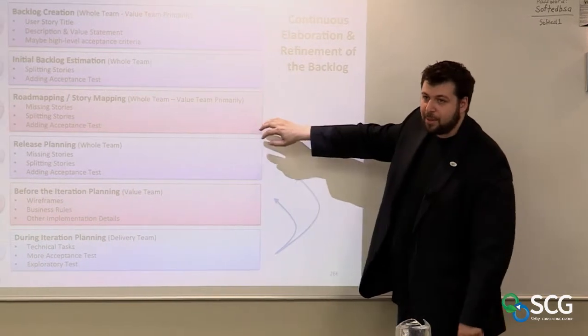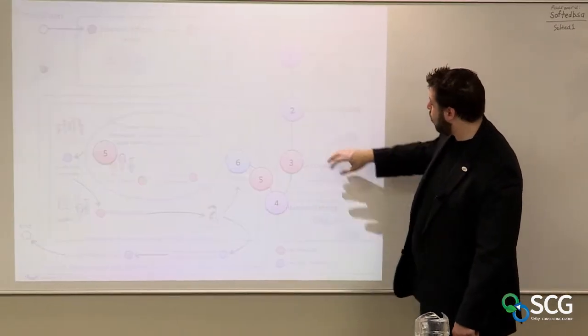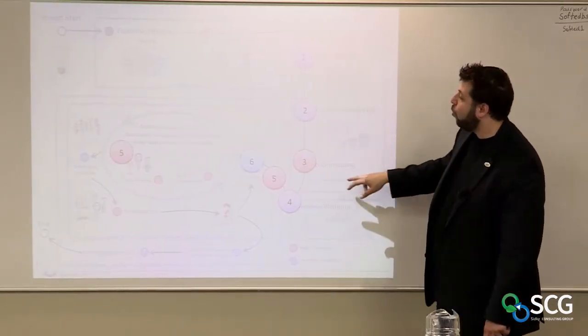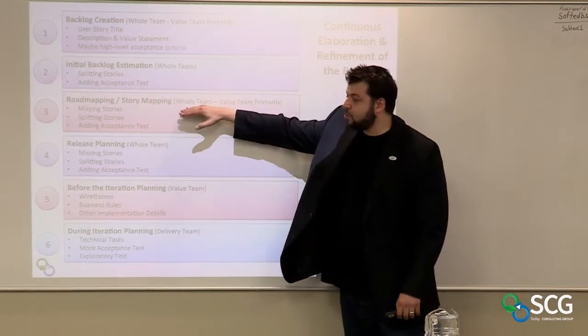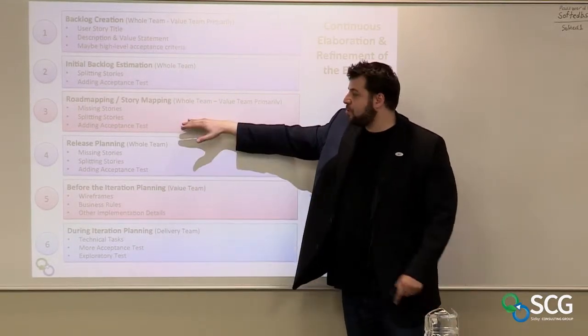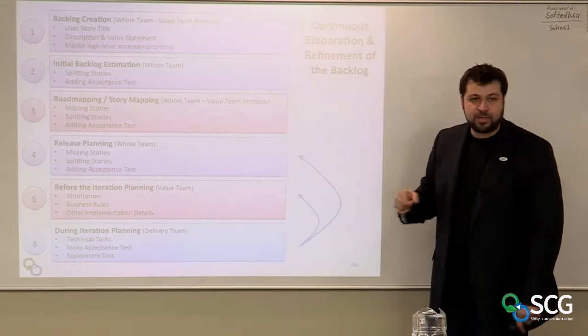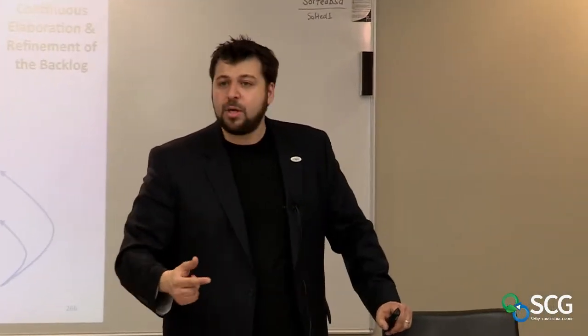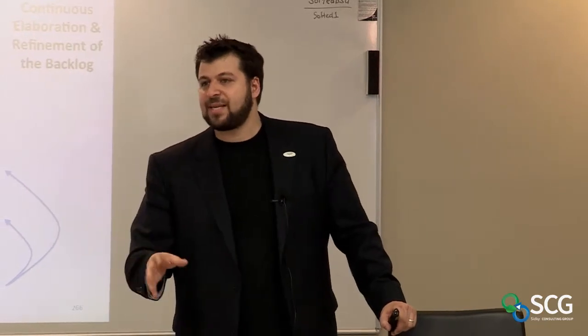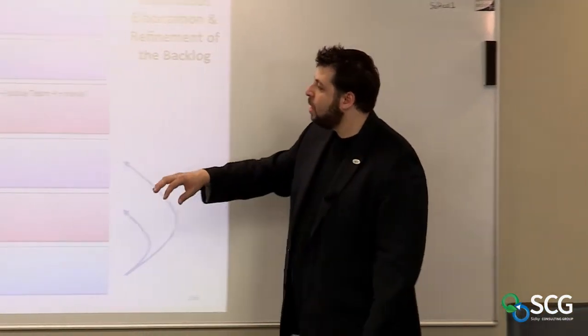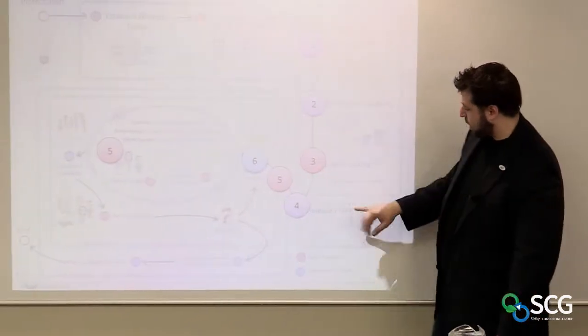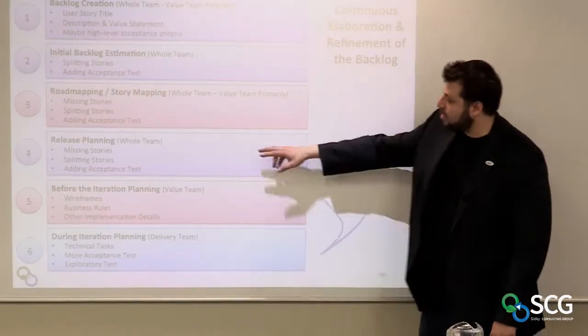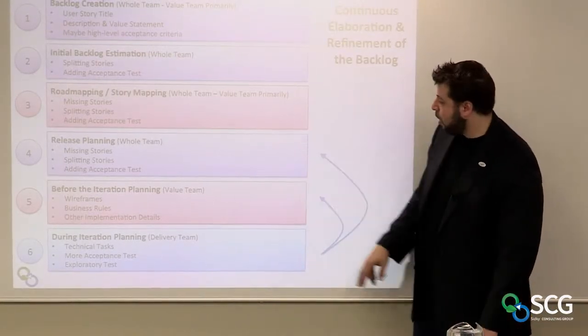Third is road mapping. With road mapping, which is down here, we'll still look at missing stories, we'll slice and split some stories, and we'll keep adding acceptance criteria. Because basically, the more detail you find out about stories, you want to capture them as acceptance criteria. When we move into release planning, which is down here, we'll add some more details.